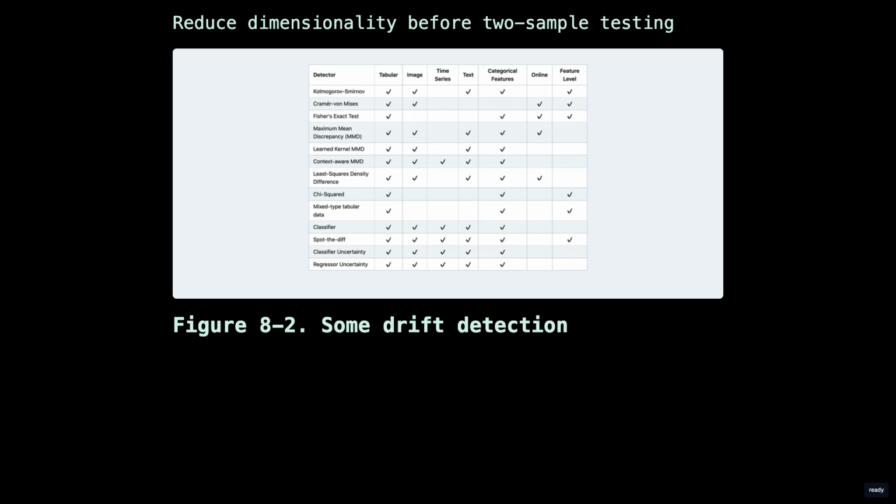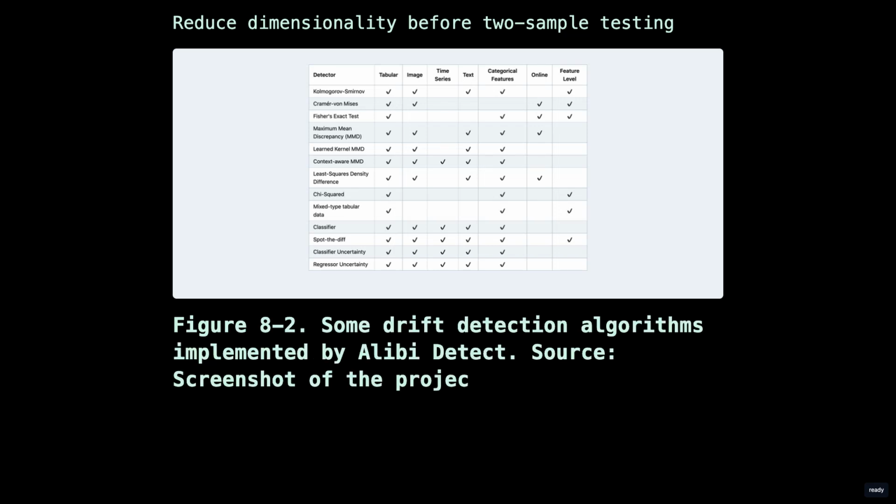The figure groups several detection approaches together, which makes the trade-off visible at a glance. Some are easier to deploy, while others are more expressive but heavier to use. That contrast is useful when choosing a method for production monitoring.